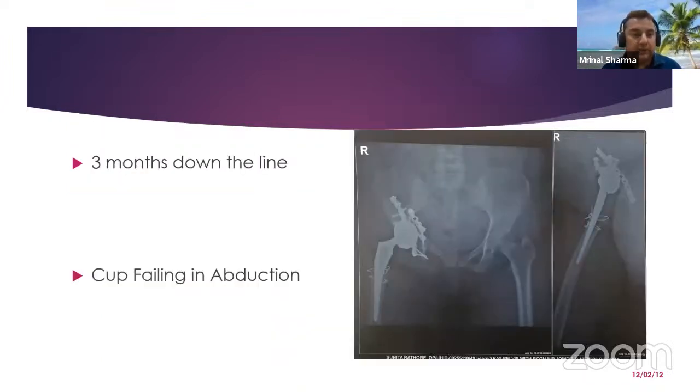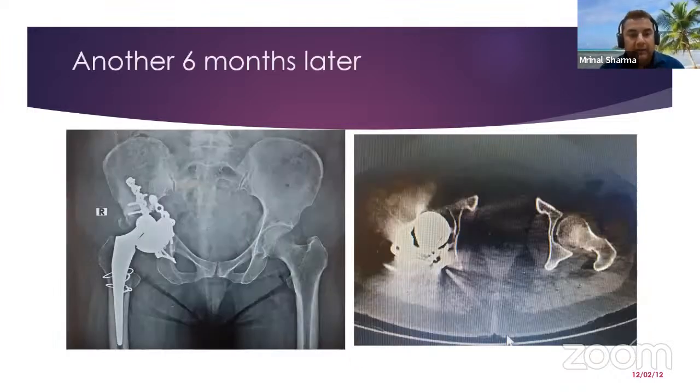And you can see 3 months down the line, the cup is failing in abduction because the surgeon probably thought that the dual mobility is the panacea for all kinds of malpositionings, but that is not the case every time. There was no kickstand screw, so that is why probably the cup started to fail in abduction and it got peeled off from the inferior side. Another 6 months later, this is how the patient presents. So it's a frank pelvic discontinuity now.